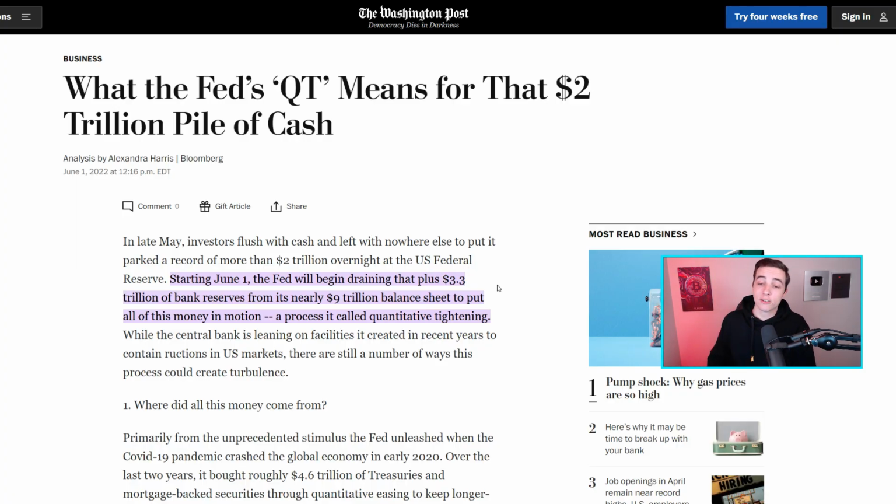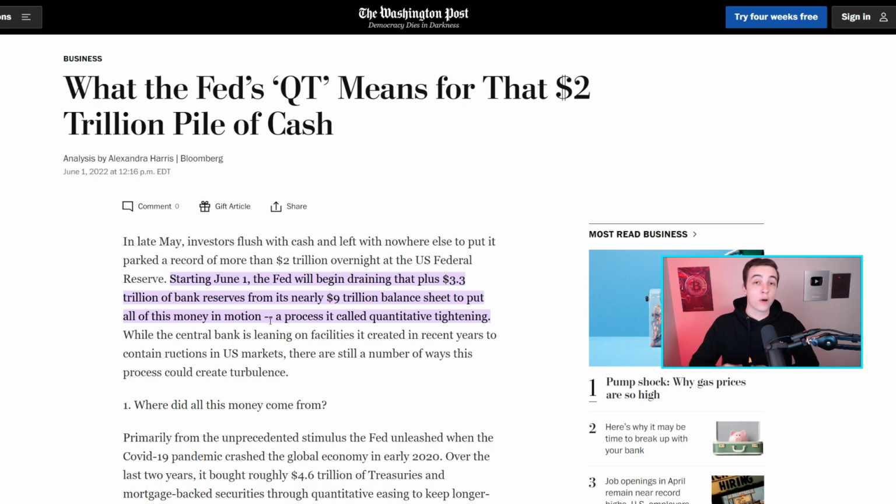tightening. As this article says, starting the 1st of June, the Fed will begin draining that plus $3.3 trillion of bank reserves from its nearly $9 trillion balance sheet to put all of this money into motion, which is a process called quantitative tightening. And I won't go too deep into this, but basically, quantitative tightening is just a fancy name for removing liquidity from the financial system. So basically, removing excess dollars from the system, which is basically the opposite of quantitative easing. And quantitative easing, or QE for short, is just a fancy name for printing money, basically.